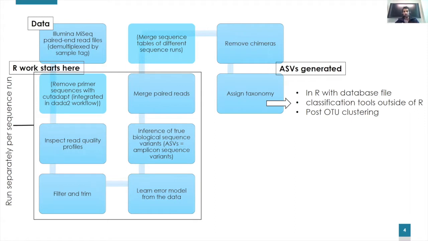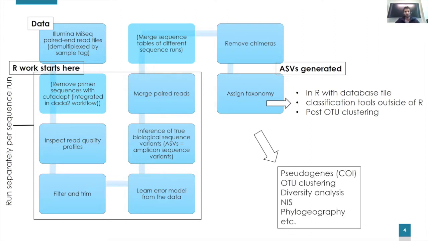There's other classification tools which I'm using, for example, outside of R, or if you want to cluster your amplicon sequence variants first into OTUs, you can do this and then you assign taxonomy. And after this, it's basically up to you. Especially for CO1, as is recommended these days, remove pseudogenes, which are mitochondrial DNA that has been incorporated into the nuclear genome. You can do OTU clustering, you can do your diversity analysis, you can screen your ASVs for non-indigenous species, you can do phylogeography, whatever you like.